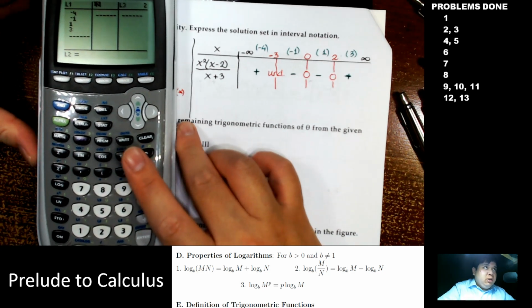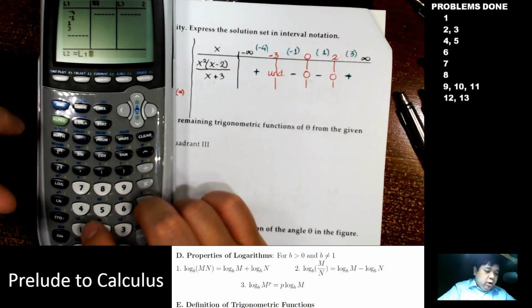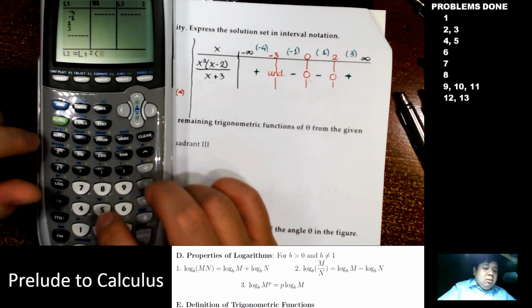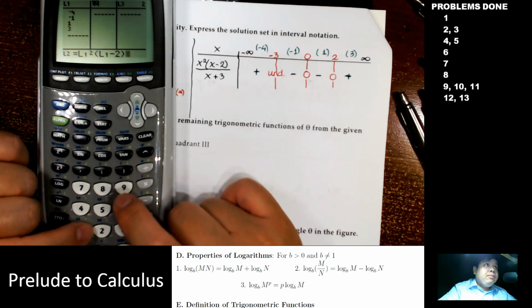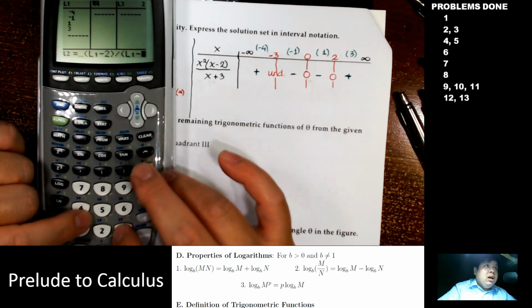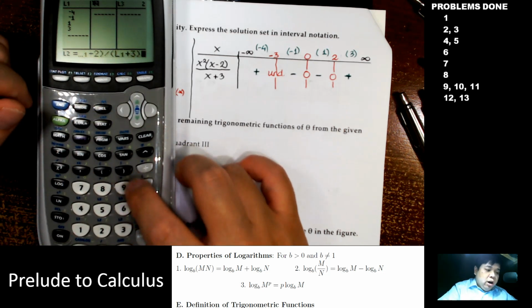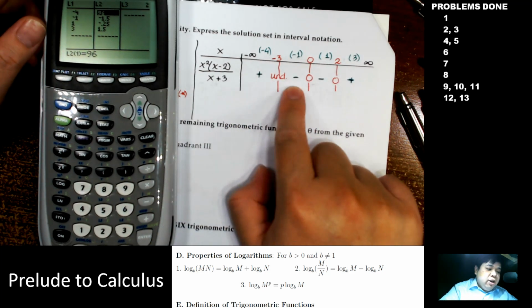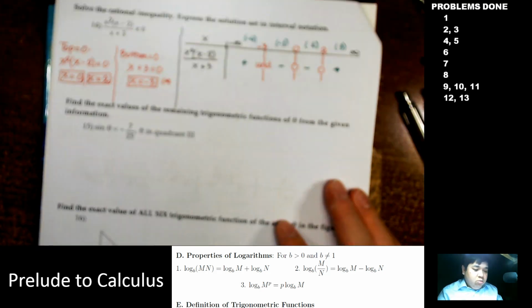So I will type second 1 for L1 squared times L1 minus 2, and then divide by L1 plus 3. As you see, instead of x, we have L1, and when we hit enter, we have the values positive, negative, negative, and positive. So that's the same thing as before.